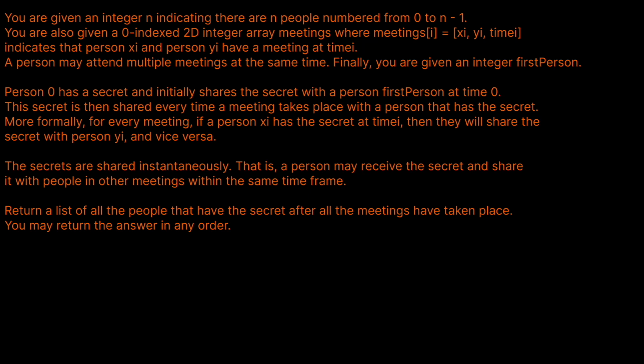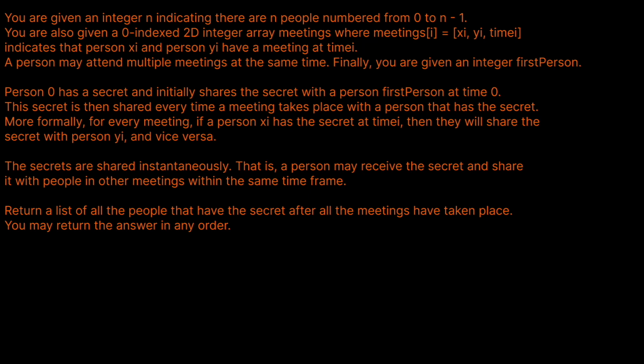Anyway, let's read the question prompt. It's quite a mouthful. You are given an integer n, indicating that there are n people numbered from 0 to n minus 1. You are also given a 0-indexed 2D integer array meetings where meetings[i] equals [x_i, y_i, time_i], indicating that person x_i and person y_i have a meeting at time_i.